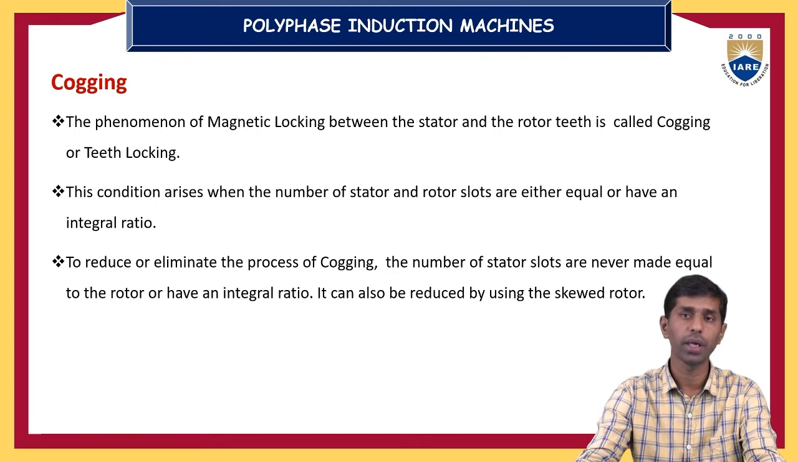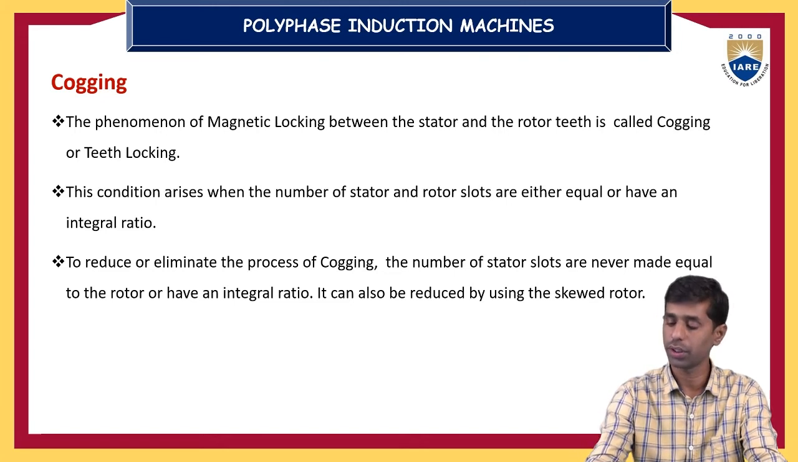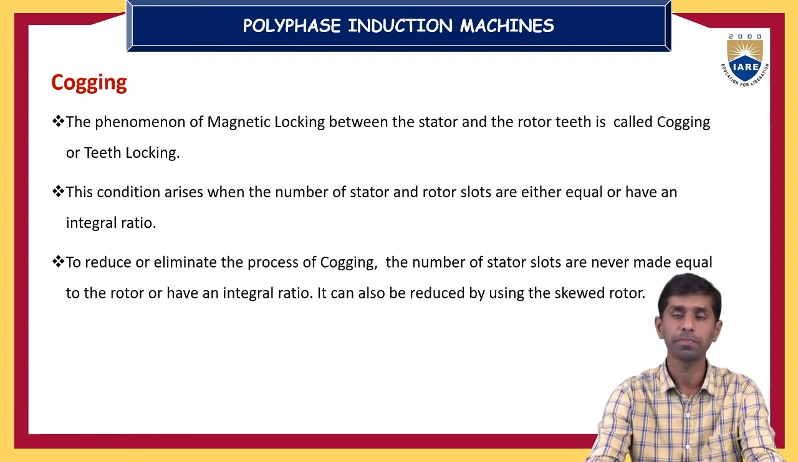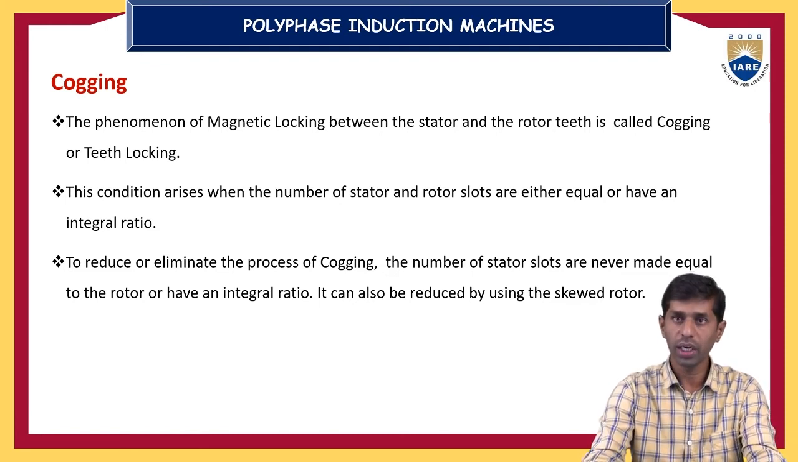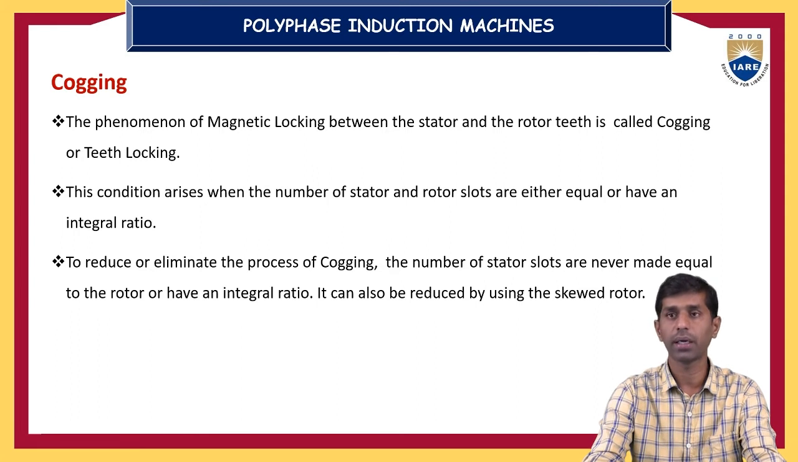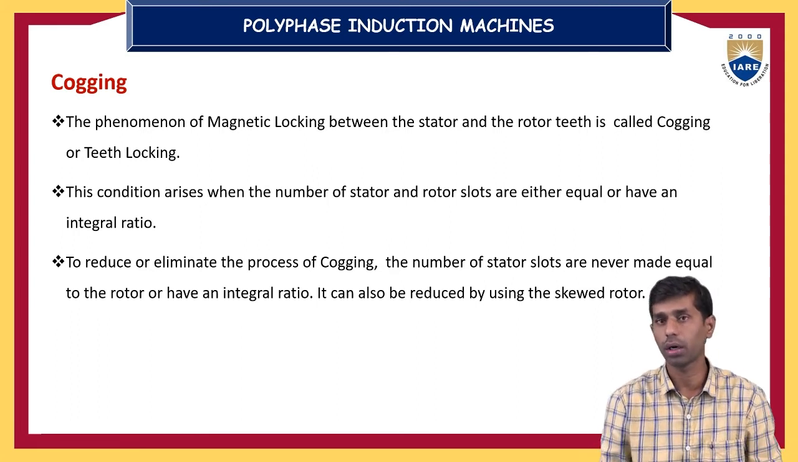Because of the non-uniform air gap between a stator and rotor, there are some effects that will come into the picture. Those effects will be a cogging effect as well as the crawling effect of the three-phase induction motor. Cogging is nothing but a magnetic locking between the stator and rotor teeth. It is called cogging or teeth locking of the induction motor.